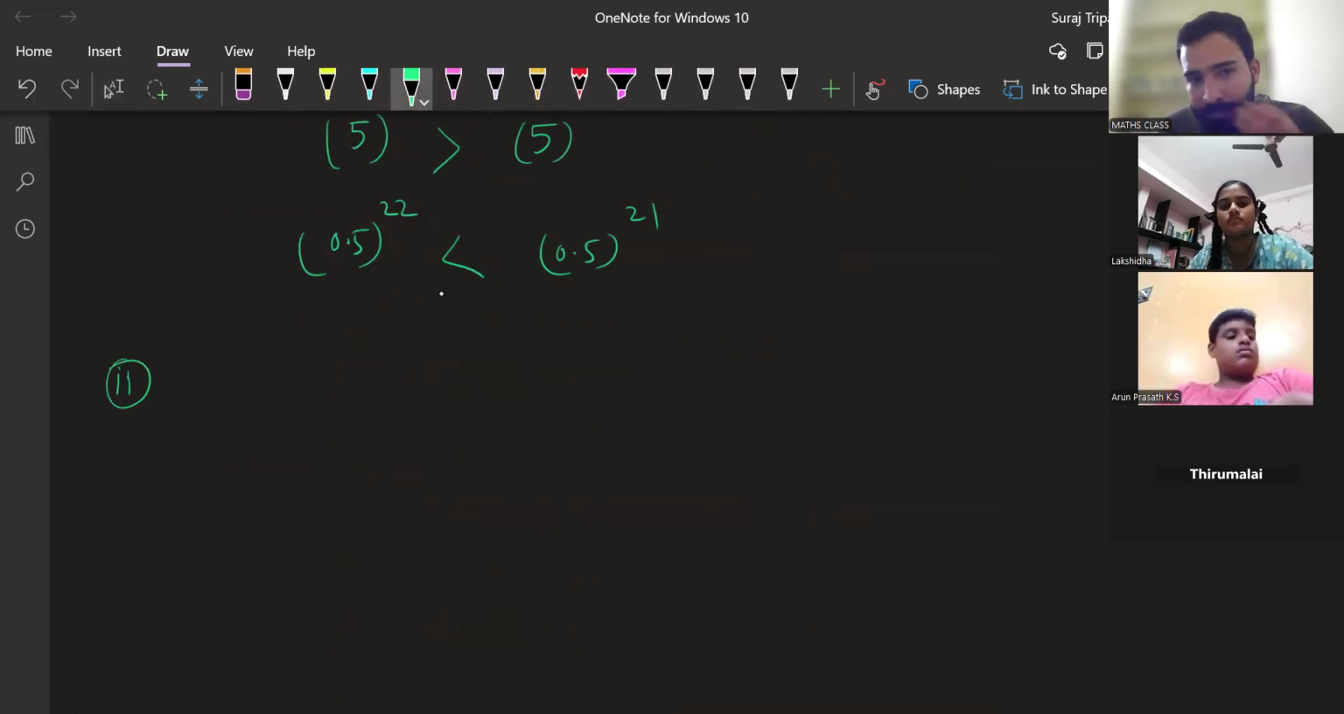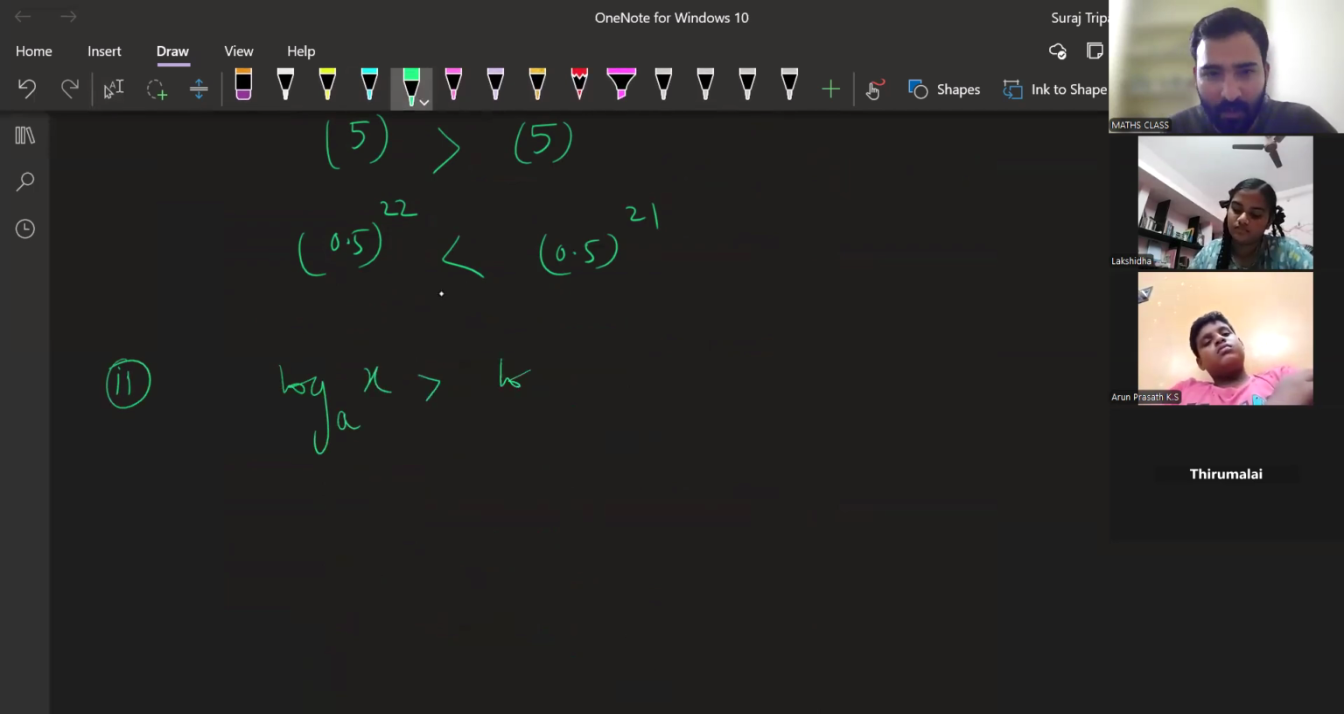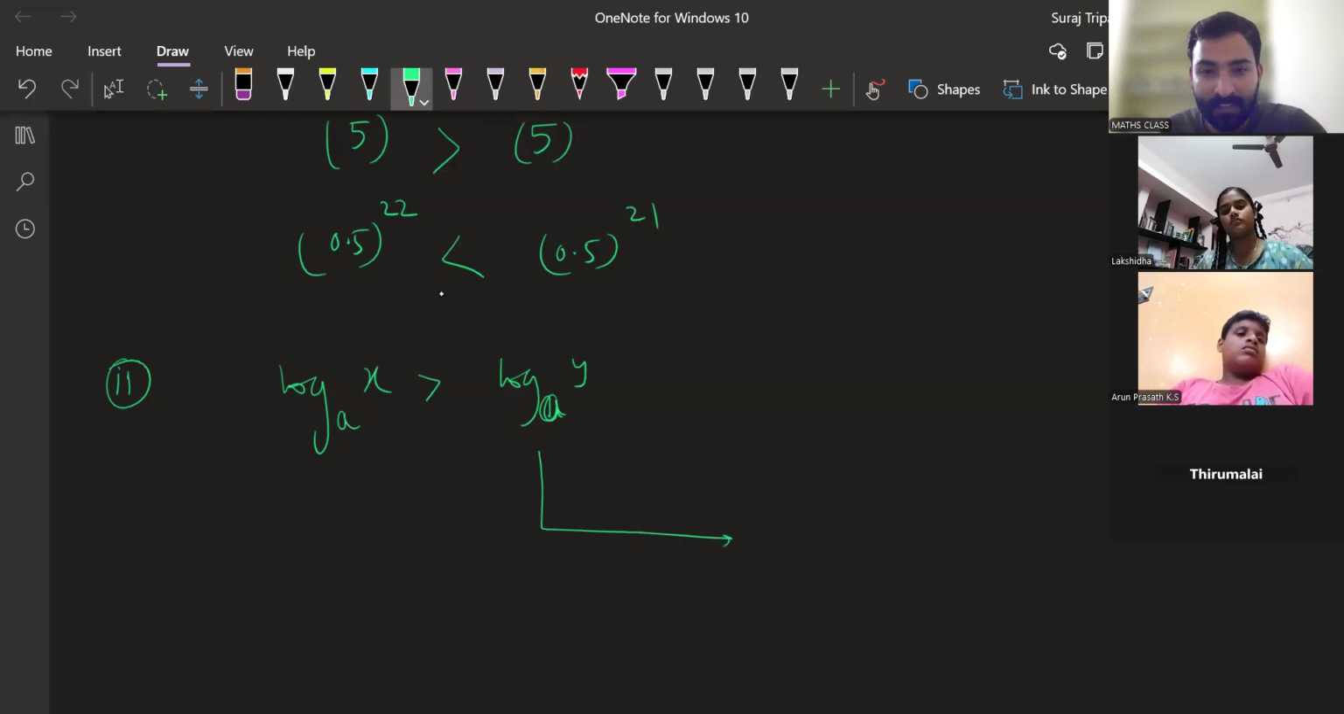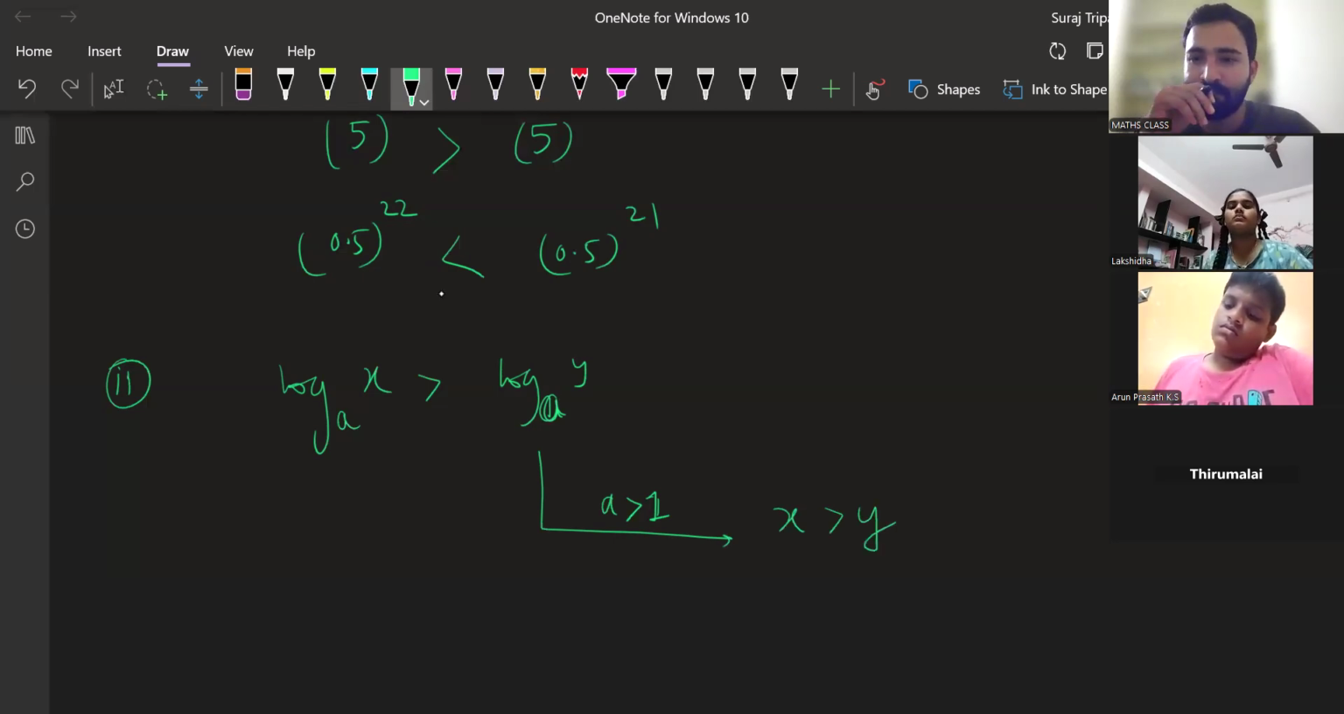Next, second part. Again for log, if log of x to the base a is greater than log of y to the same base a, again there will be two cases. One case is if a is greater than 1, then the sign of inequality will remain the same. While cancelling out log, you will get the arguments only. So the first argument will be greater than the second argument. The inequality will remain the same if the base is greater than 1.